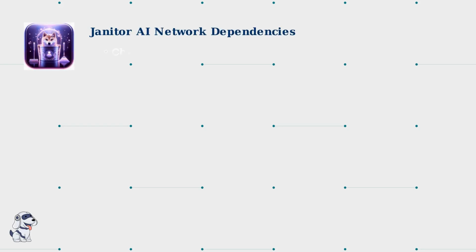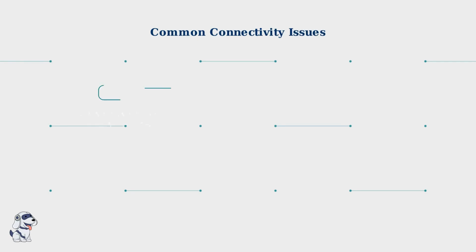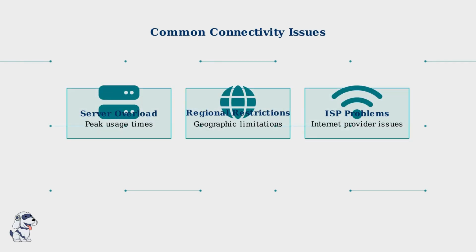Janitor AI is a character-based artificial intelligence chatbot platform that has gained popularity for its interactive conversational capabilities. However, like all online services, it depends entirely on stable internet connections to function properly. Users in 2025 commonly encounter several types of connectivity issues when trying to access Janitor AI. These problems can significantly impact the user experience and prevent access to the platform entirely.